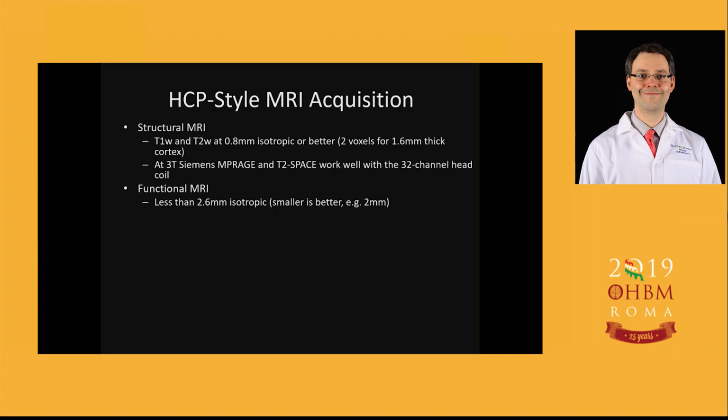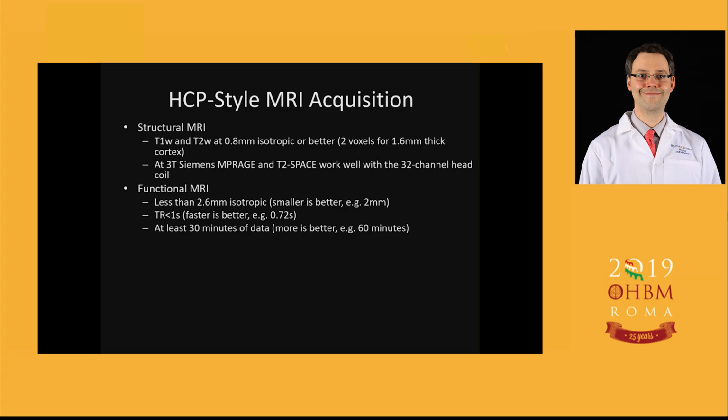Functional MRI, we want to be less than the 2.6 millimeter average thickness of cortex. Smaller is better if we have the SNR to do it. And also we want to image fast. So I'm not going to talk any more about this particular point here, but Tuesday morning we're going to have a symposium about the global signal where I'll give a lecture all about data cleanup in fMRI. And really fast imaging is critical for doing that well.